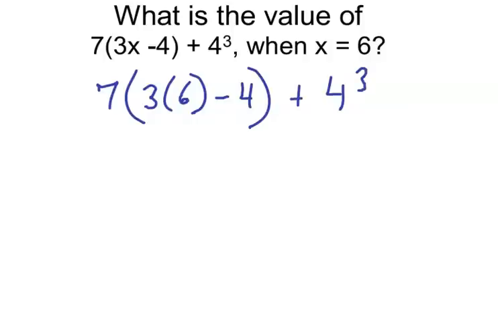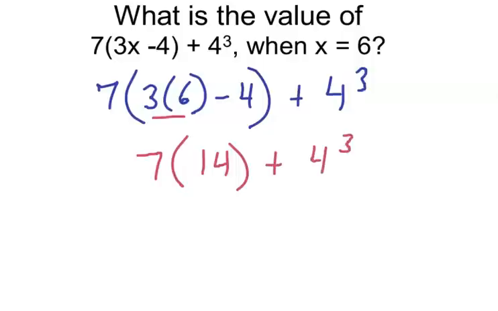Okay, so the first thing we could do is look for the parentheses, and we have to do that first, right? So we have 3 times 6, which is 18, and then 18 minus 4, which is 14. So now we're left with 7 times 14 plus 4 to the third power.